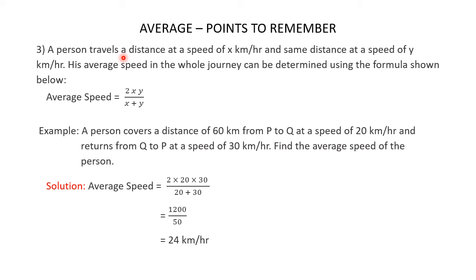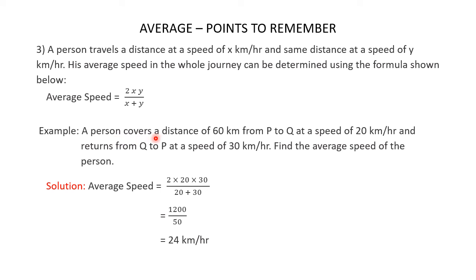A person travels a distance at a speed of x kilometers per hour and the same distance at a speed of y kilometers per hour. His average speed in the whole journey can be determined using the formula average speed is equal to 2xy divided by x plus y. Now this is a very important formula for solving problems where you have to find average speed. So memorize and remember this formula. Let's understand this with an example.